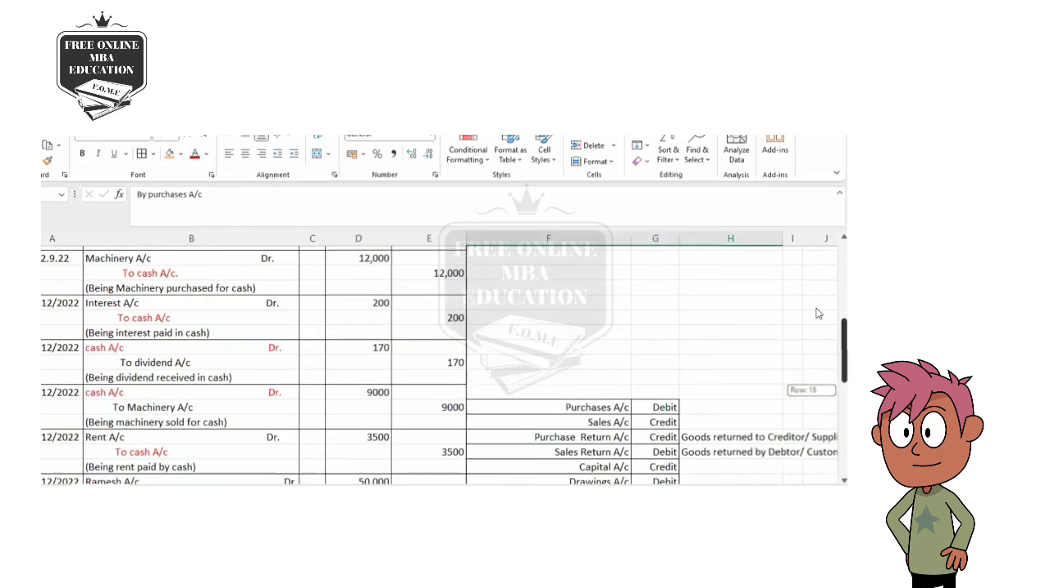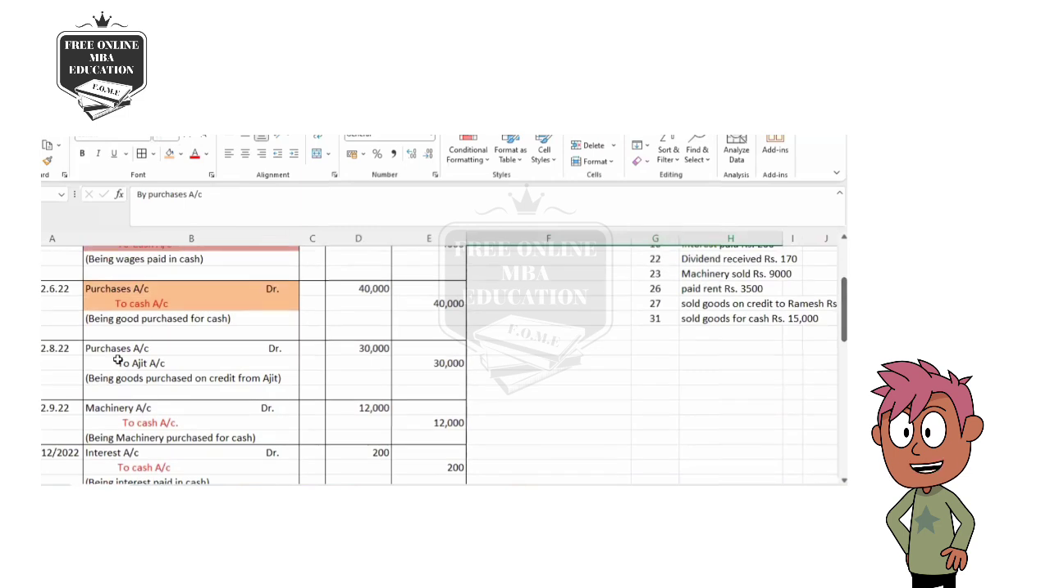Now, next entry, purchase account debit to Ajit, will not appear. Reason being, there is no cash involvement in the transaction. Here, cash is not paid. The purchases are made on credit. We have not made the payment immediately, but rather we are going to do it after certain period of time in future. So no cash involvement, this entry will not come in the cash book.